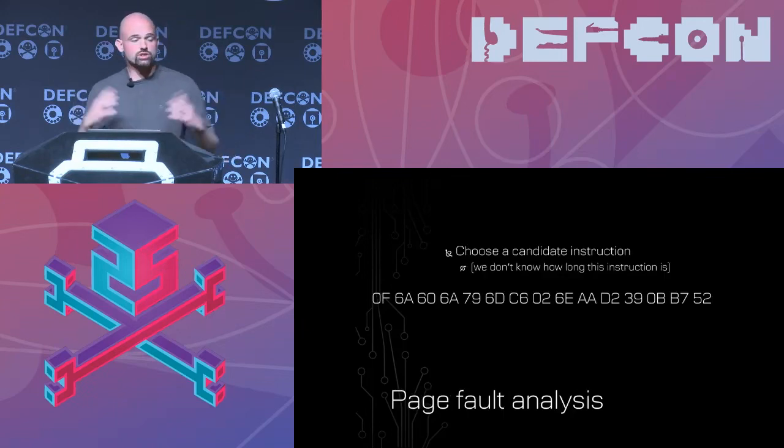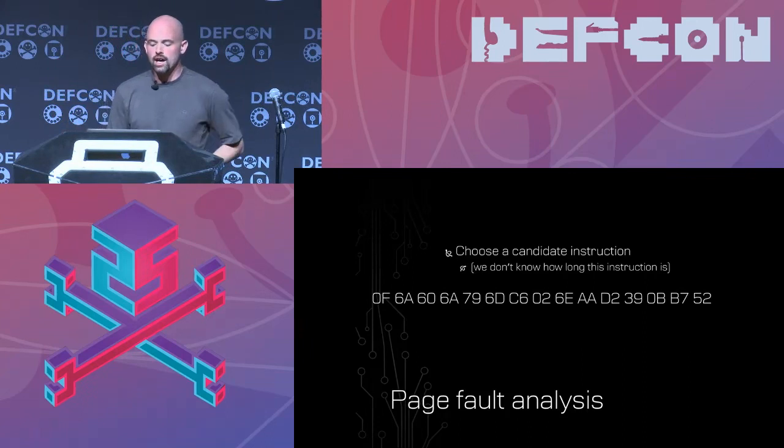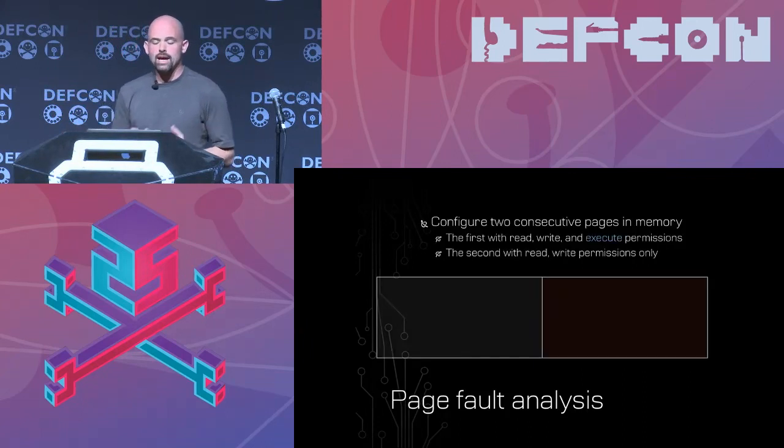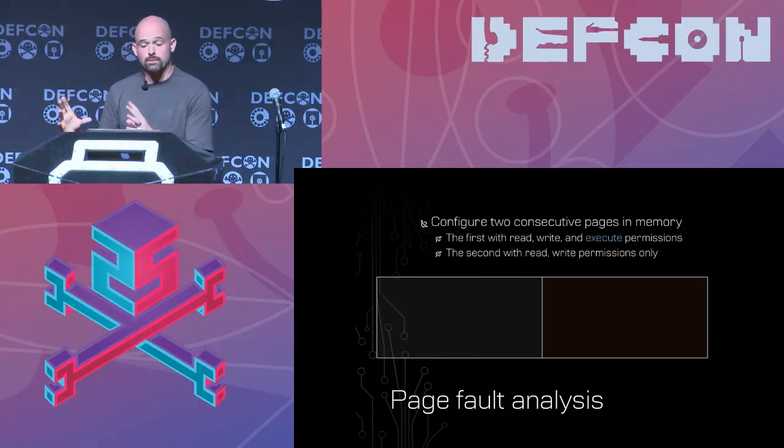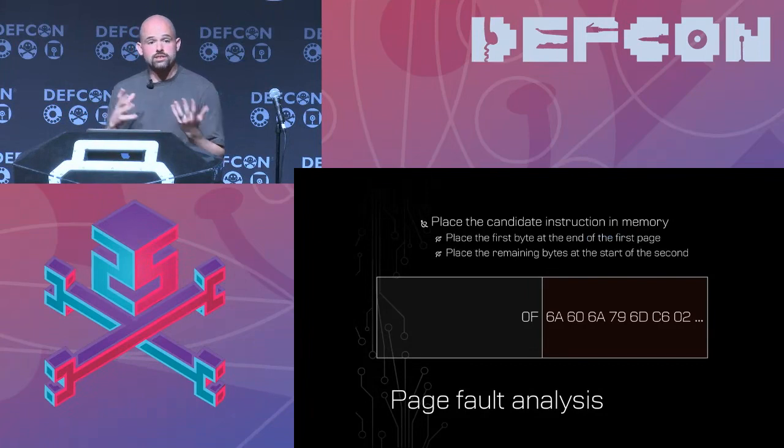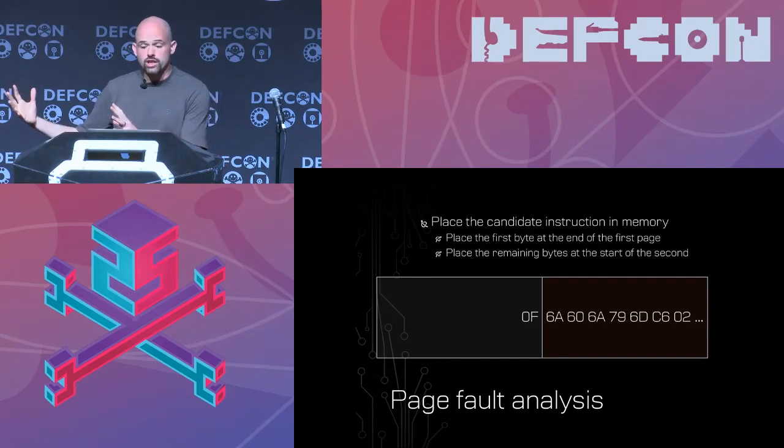So the idea here is choose an arbitrary instruction. We don't actually know how long this instruction is right now, but we want to figure out how long it is. So we're going to map 2 pages into memory. The first page is going to have read, write, execute permissions, and the second page is only going to have read, write permissions. Then we place our instruction in memory so that the first byte of the instruction is on the last byte of the executable page, and the rest of the instruction is at the beginning of the non-executable page.